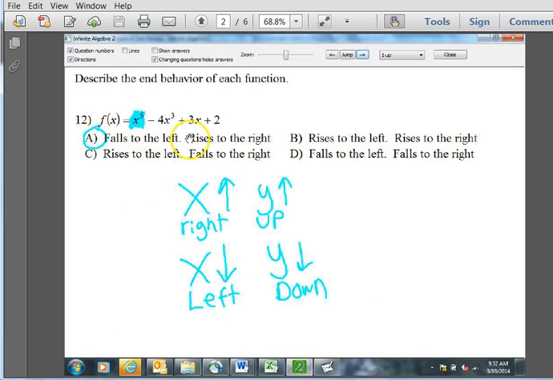So as I go to the left, I'm going to go down, or fall. So I'm going to fall to the left and rise to the right. That would be my solution to the problem. You just realize that up is rising, down is falling. That's the big trick there.